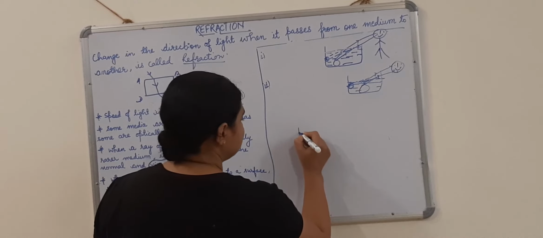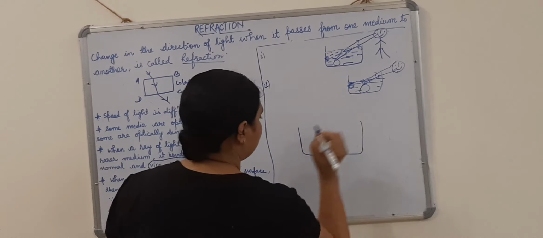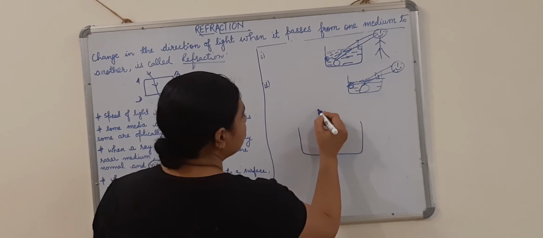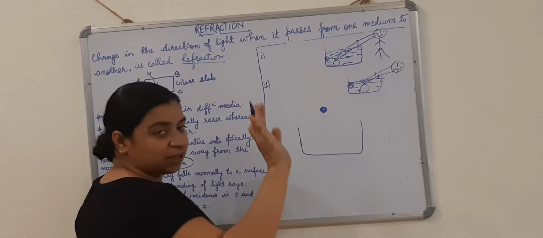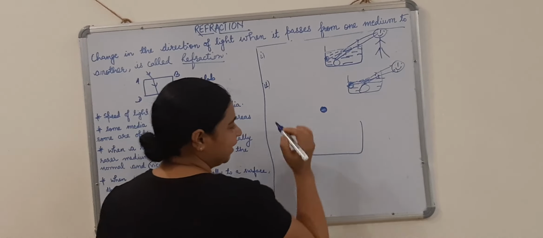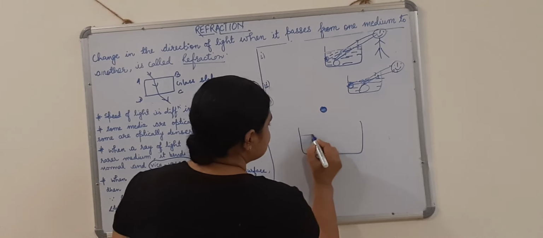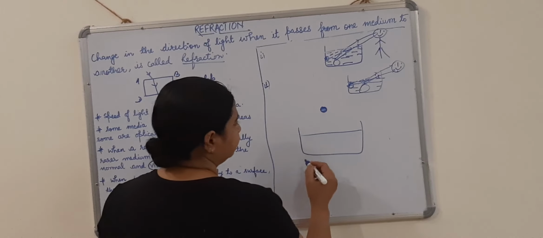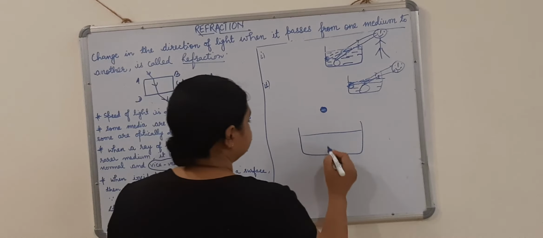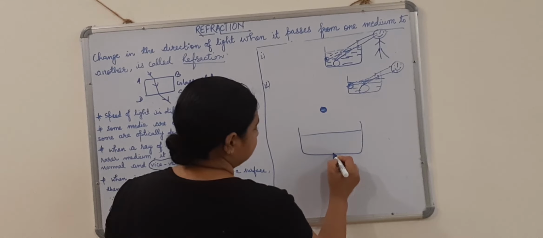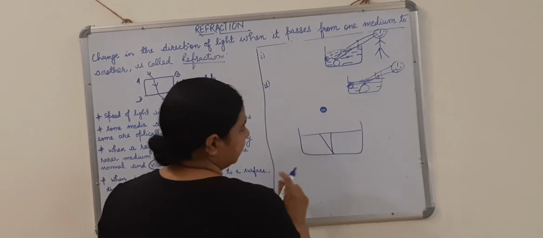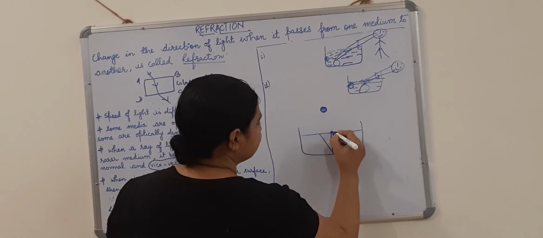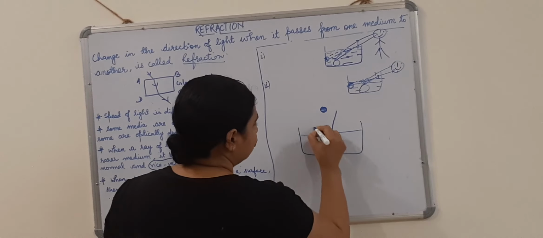Now children, in this case, this is a pool of water. A viewer is trying to view from here. This is your eye, suppose. I am not drawing the whole person. Suppose the viewer is standing here, and this is the pool. The light rays at the interface will bend, will move away from the normal.